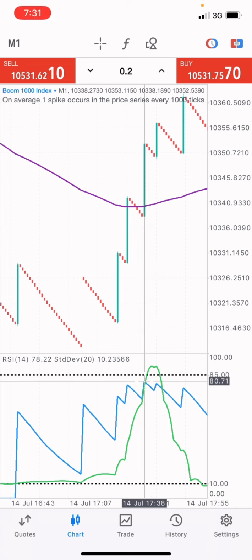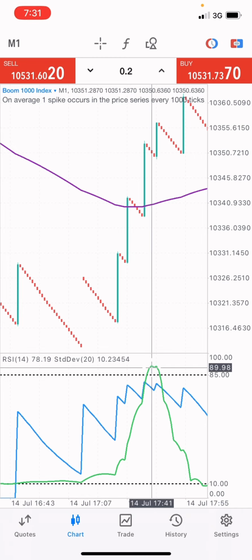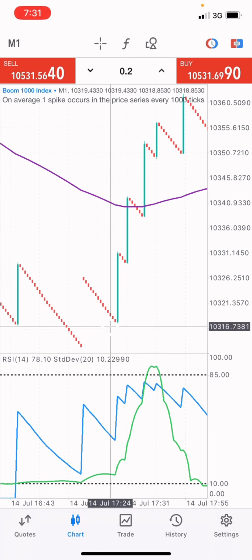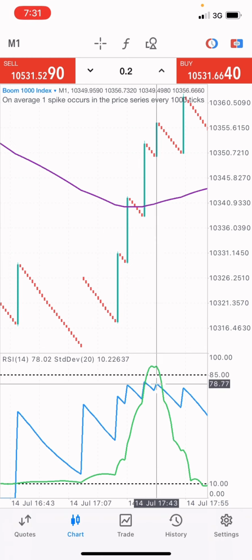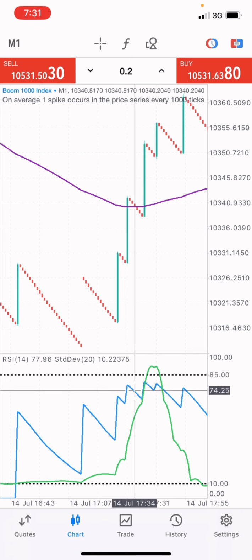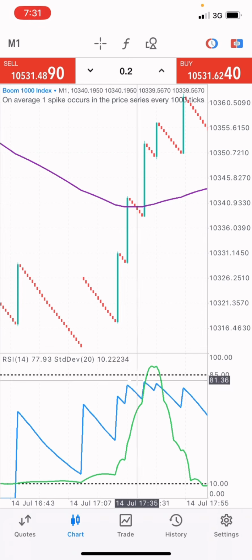standard deviation crosses above the level 85, it's going to spike. At this point, you can see the market structure. At this point, it's going to spike on the boom market. So take note of this indicator at this very point.